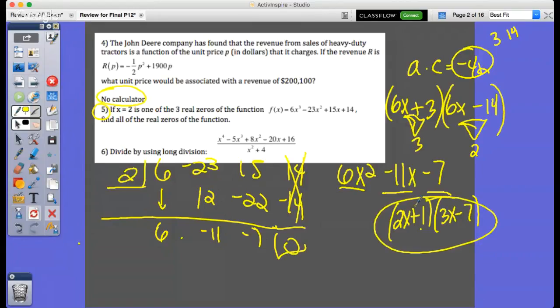So when I set this equal to 0, what would this be? Negative 1/2. Good. And then this one would be? 7/3. Good. So we got 2, negative 1/2, and 7/3.